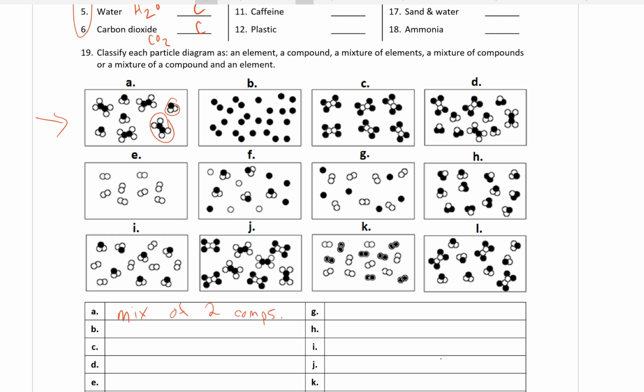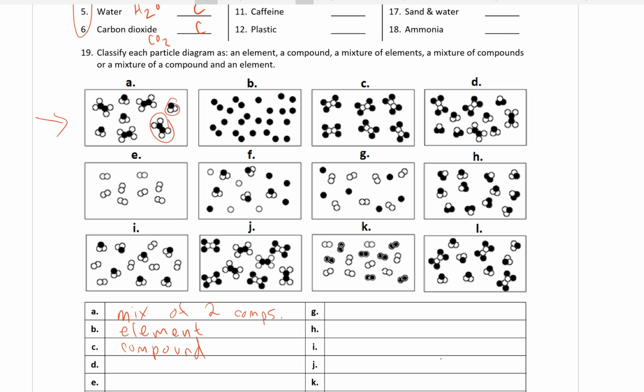Moving on to question B. I've just got one type of atom. It's all the same. Hopefully you recognize that this is an element. Go over to box C. All right, I see multiple types of atoms that are bonded together, but they seem to be bonded in the same manner. We've got those 2 little white atoms bonded together and then 2 black atoms bonded onto each of the white atoms. Those are the same. This looks to be another pure substance, but this is a compound.